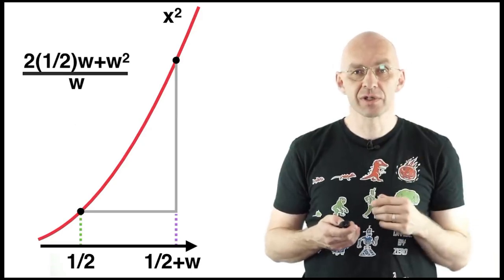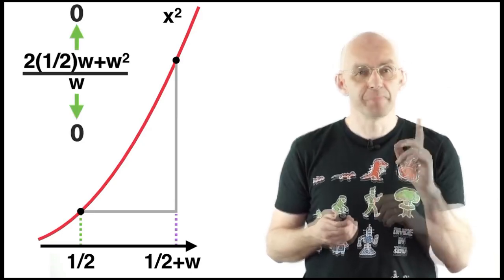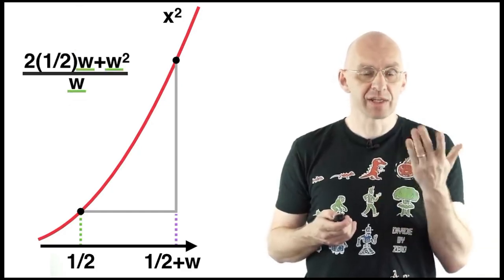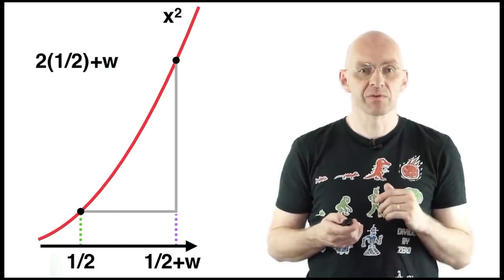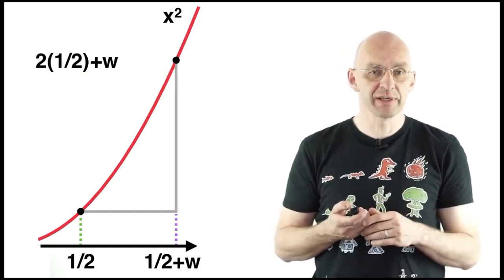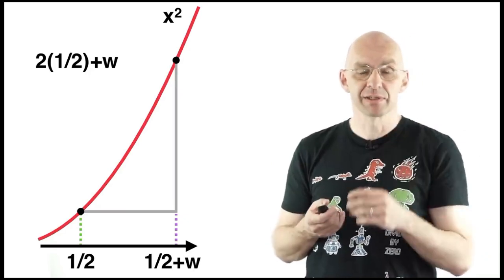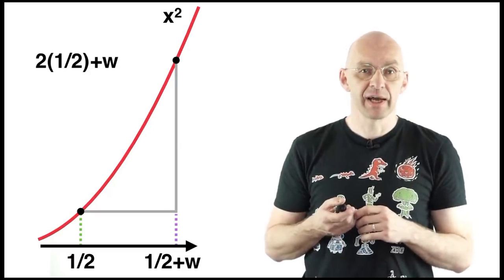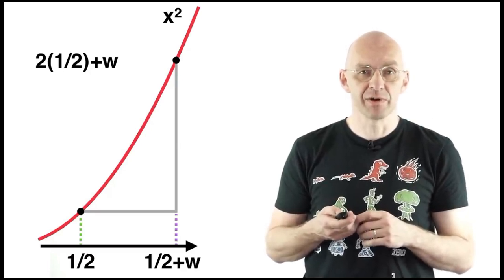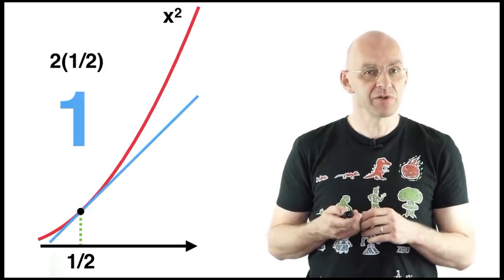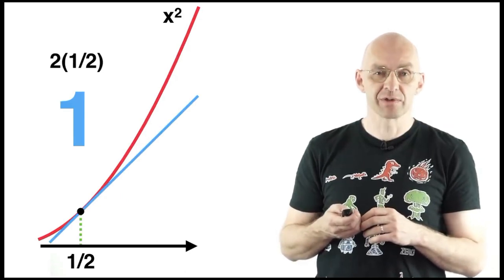At the top it goes to 0, at the bottom it goes to 0, but as long as it's staying off 0, we can actually cancel the w. And what this gives us is this nice expression here, and just by looking at that it's completely obvious what the limit of this expression is as w approaches 0. That's the slope we're after, and that means that the derivative of x squared at 1/2 is equal to 1.